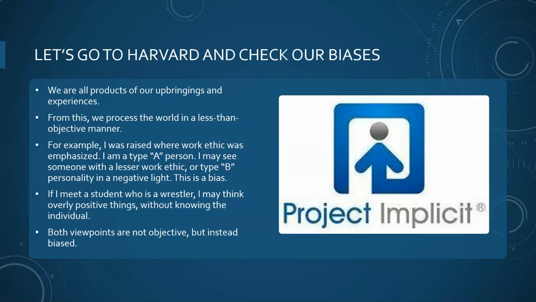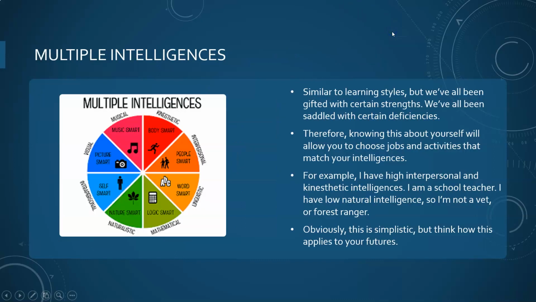I'd like to share with you a personal example. Now, I was raised where work ethic was really the be-all, end-all. It was everything. And I'm a very type A person. So I might meet somebody who is a little more mellow in the work ethic department or more type B, and I might see them in a negative light without knowing them. That's a bias, but it can go the other way. I might meet a student from another school, and the student says, well, I'm a wrestler. I might think this person's wonderful without getting to know them. Both are wrong and both are biased. Both are not objective. So look at your own biases that exist.